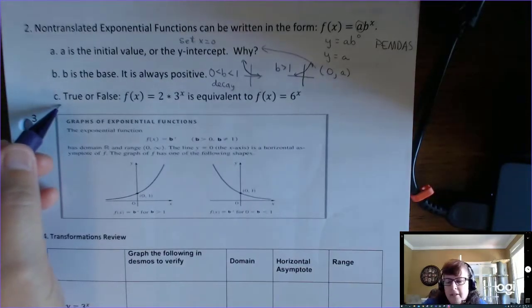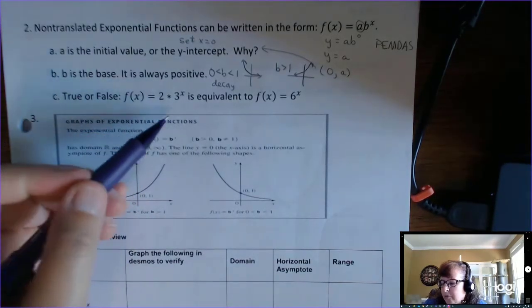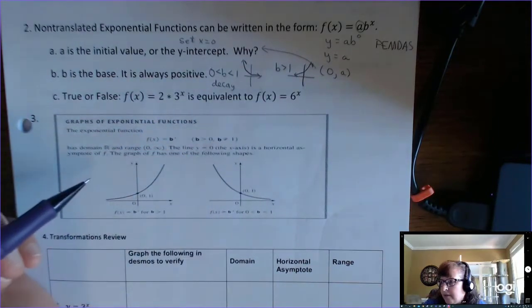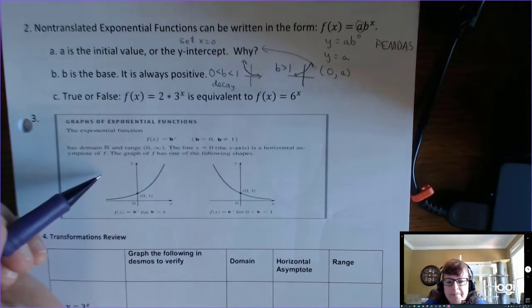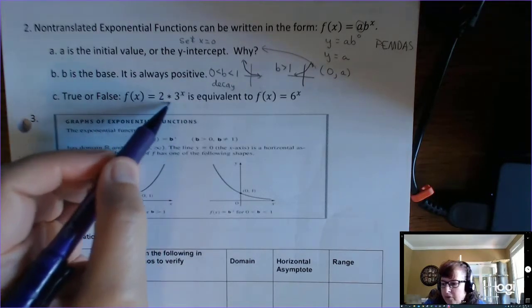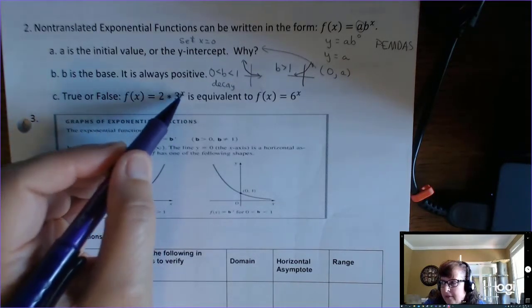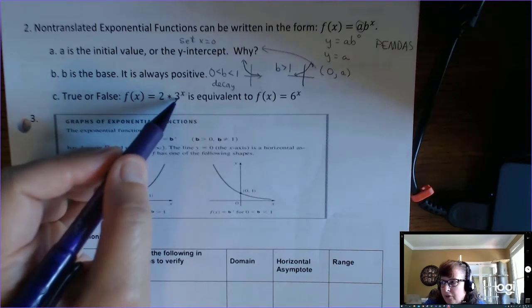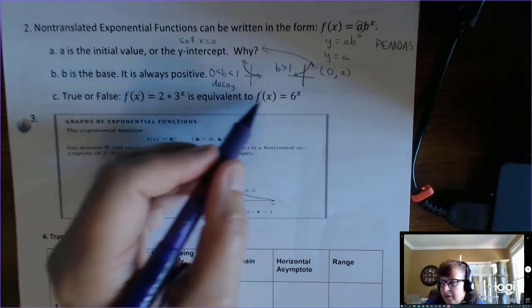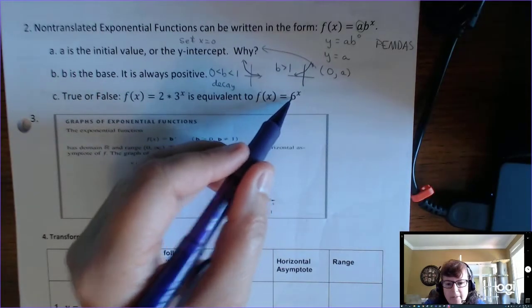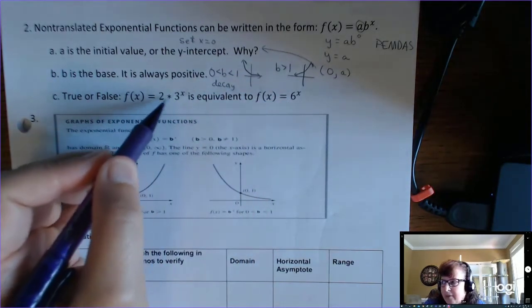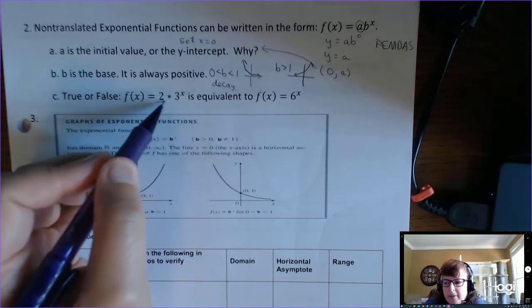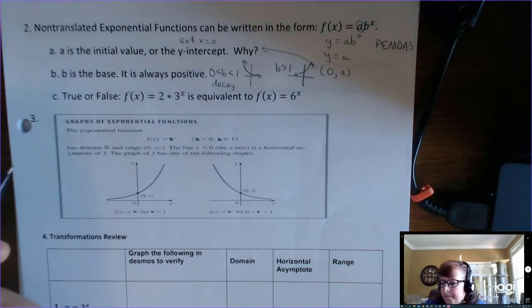True or false? F of x equals 2 times 3 to the x is equivalent to f of x equals 6 to the x. That is false, because you cannot multiply these two together. Even though you don't know what x is, if you put a number in, you have to do the exponent first and then multiply. You have to leave the a and the b value. You never multiply those a and b values together before you get x.